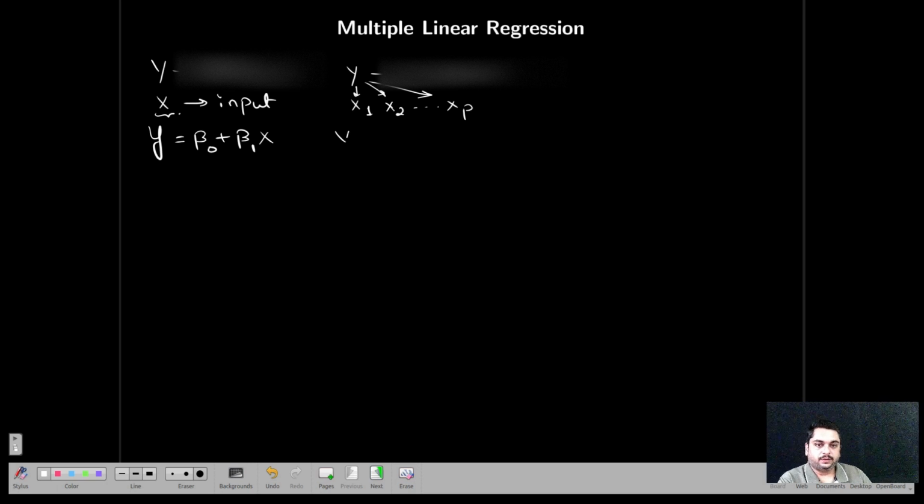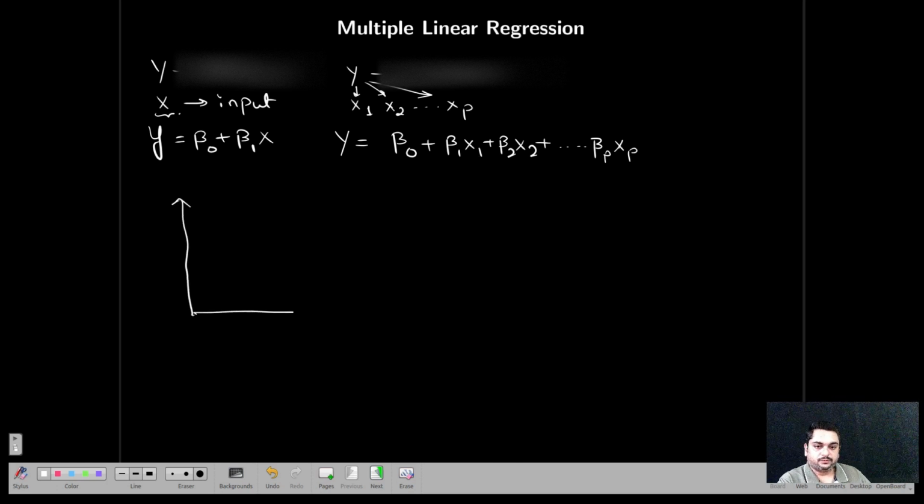So we will write the same straight line equation, y equal to beta naught plus beta 1 x1 plus the slope for this feature, that input, and so on up to, say, there are p features or p inputs. So what exactly does this mean?